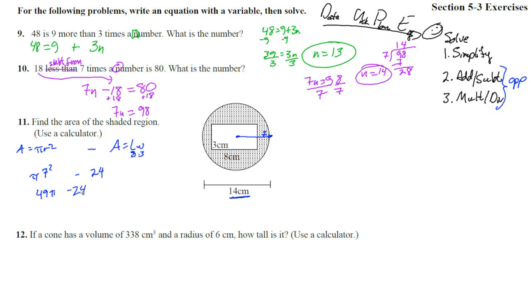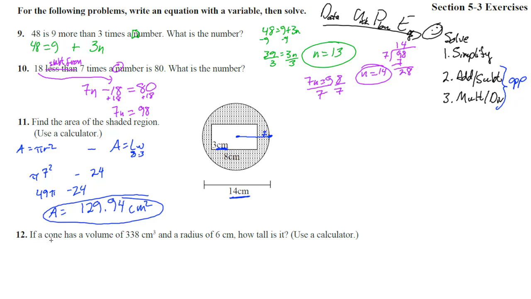Let's punch that into our calculator. 49 times pi minus 24 equals 129.9384. Let's round that. So 938 turns into a 94. Let me see, these are centimeters. This is important. So this area is going to be in centimeters to the second power, centimeters squared.